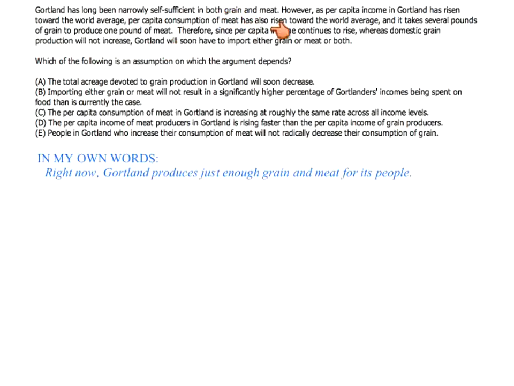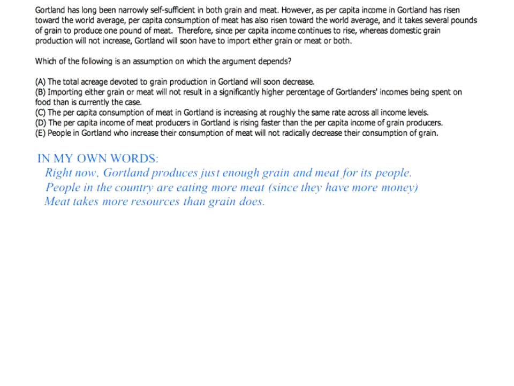So people are getting richer, and so they are eating more meat. So people in the country are eating more meat since they have more money. And it takes several pounds of grain to make 1 pound of meat, which means that meat is a more intensive thing to grow. So meat basically takes more resources than grain does. So that's the point here.